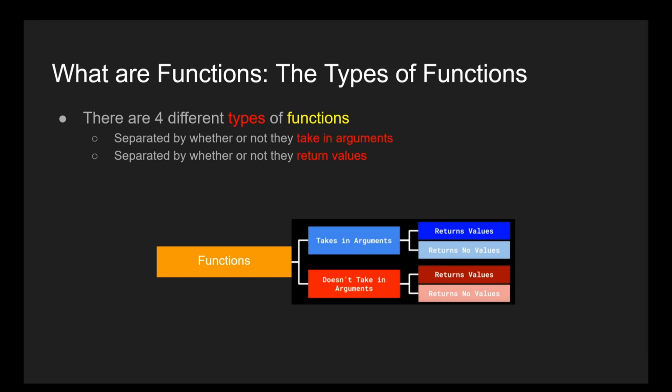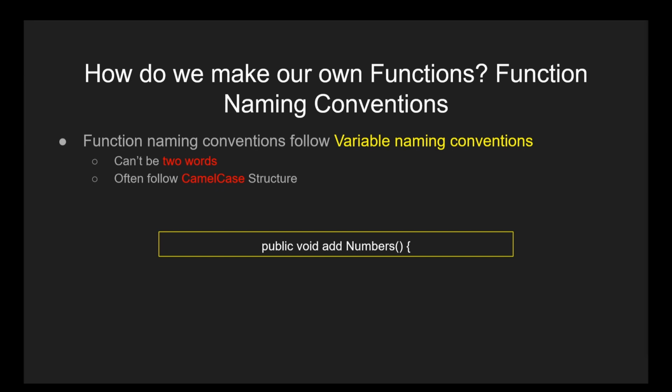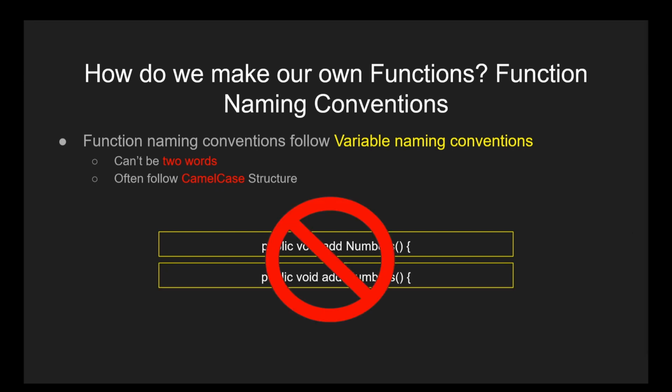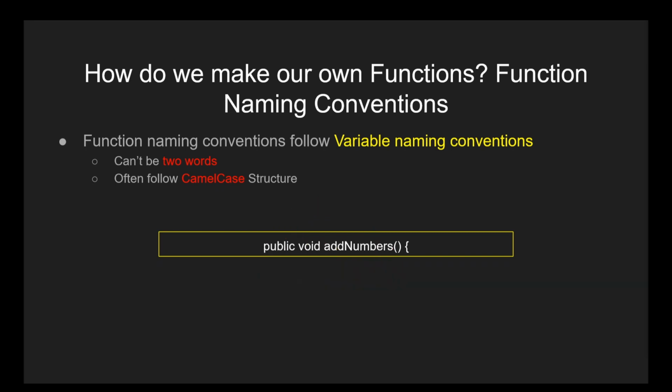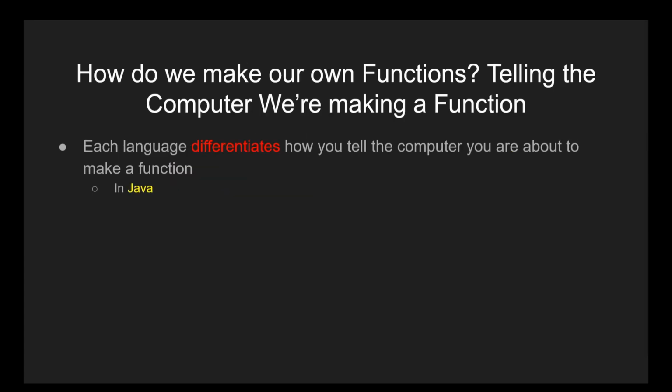But before we start, there are a few small things I want to note about function naming conventions. The variable naming conventions we talked about previously also translate over to function names. So you can't have 2-word functions, and you can't use specific characters like periods or commas. Generally, you are going to want to follow the same camel case style, which we talked about in the variables lecture.